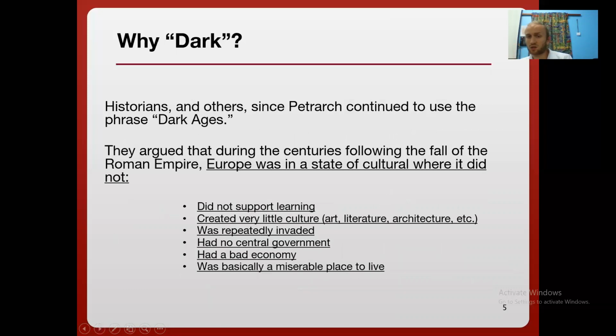Okay, good question. So Europe was in a state of culture where it did not do a couple of things. One thing, it didn't support learning. This is how the story goes, right? That they went from Greek and Roman times where almost everyone knew how to read and write, there were schools, people would hire tutors, to all of a sudden there weren't that many. A lot of people forgot how to write, how to read. There are now tons of different languages that are a lot of times spoken, not written down.